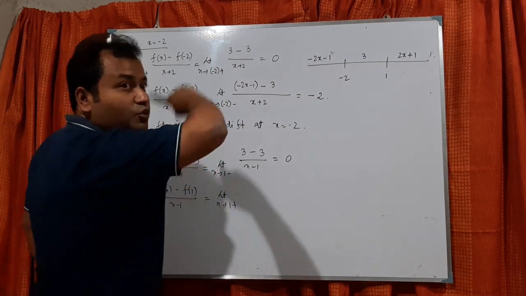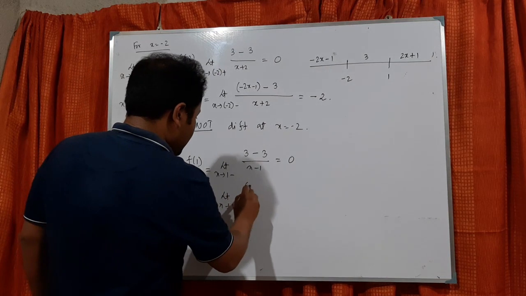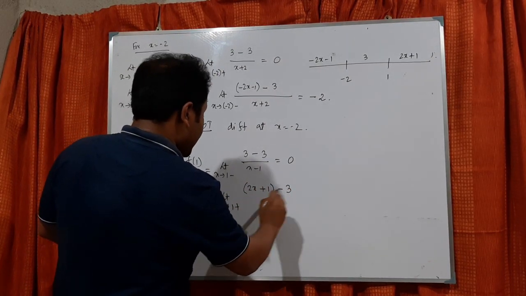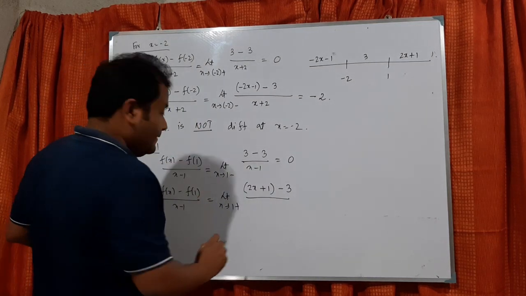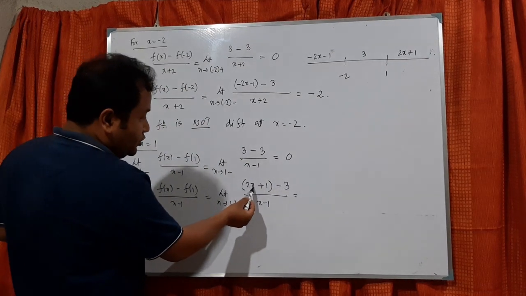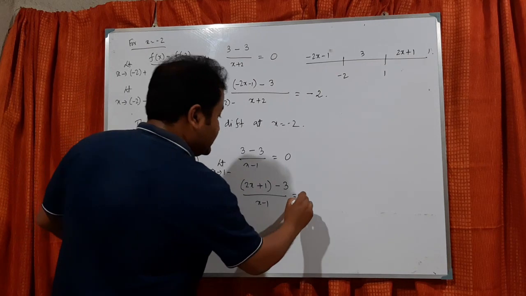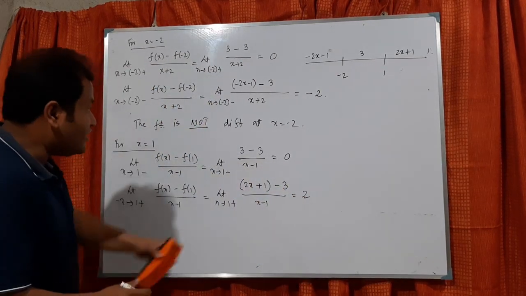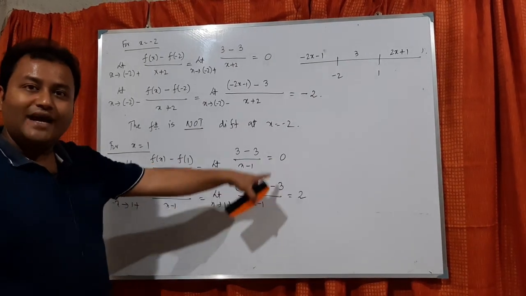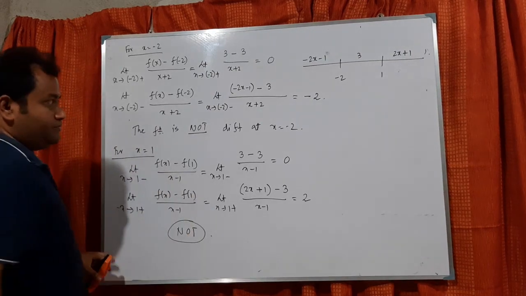So limit x tending to 1 plus. Now when we are going from 1 plus, that means we are going for the right hand side. So it should be 2x plus 1 minus 3, because f(1) is 3, divided by x minus 1. So if you just see that it will be 2x minus 2. So if you take 2 common, x minus 1 will be cancelled out, so it should be 2. So here also we have seen the left hand side value is 0, the right hand side value is 2, they are not same, hence it is not differentiable.